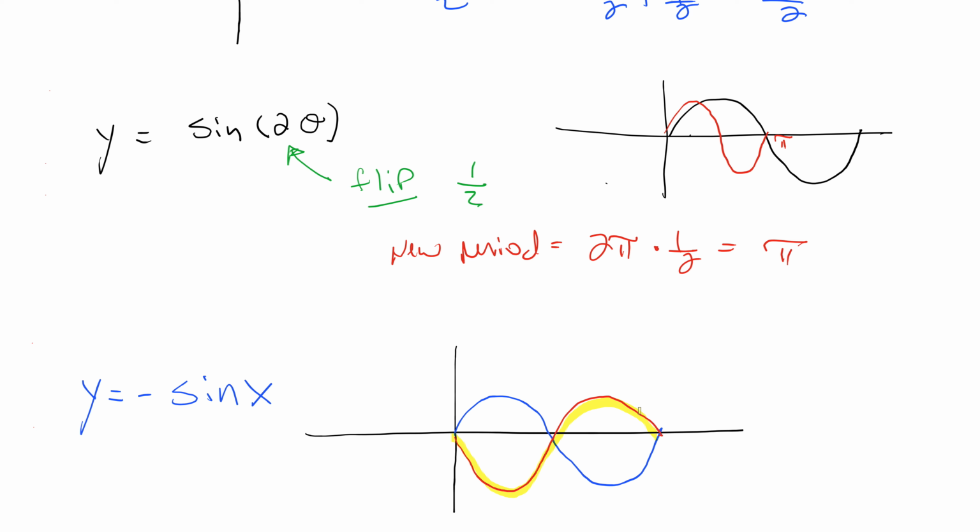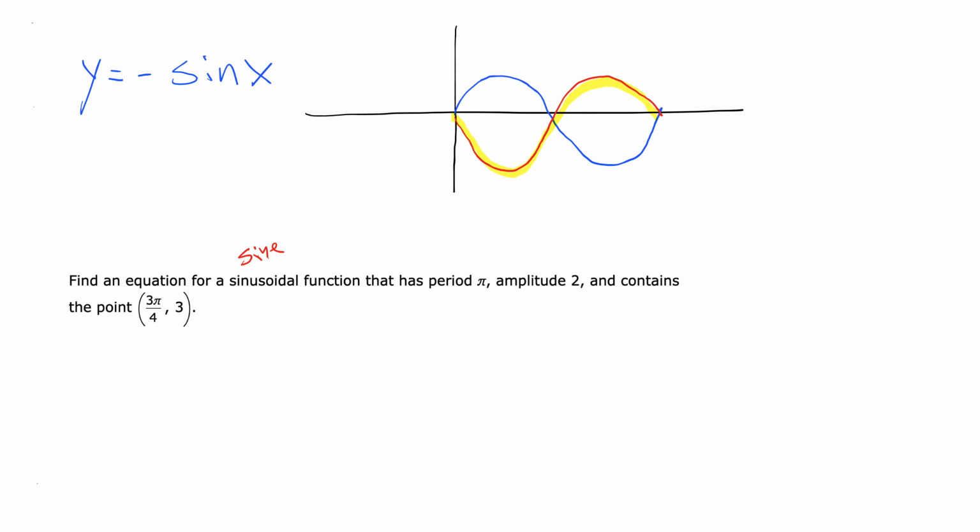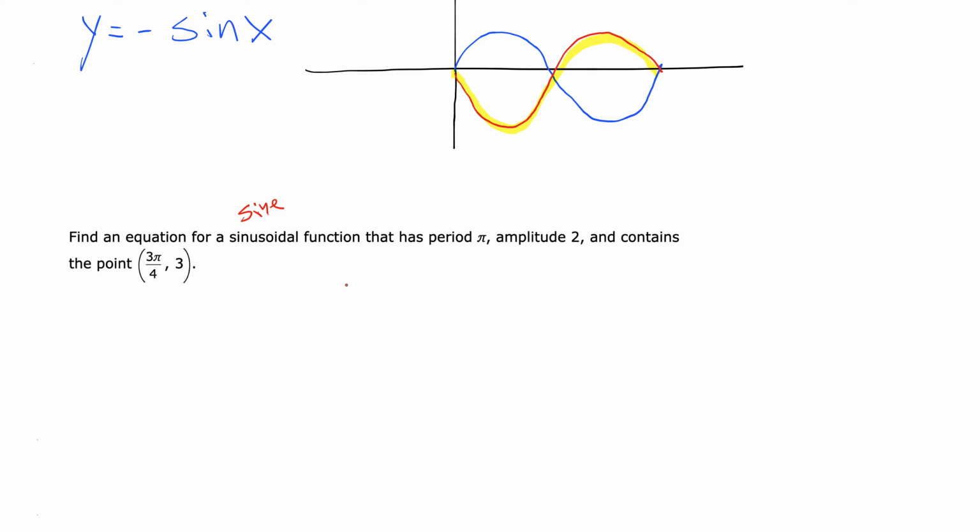So let's just tackle these problems now. All right, so find the equation for a sine function that has a period of pi, amplitude of 2, and contains this point. Well, we know this is the general equation of a sine function. y equals sine x, which is the same as f of x equals sine x, right?